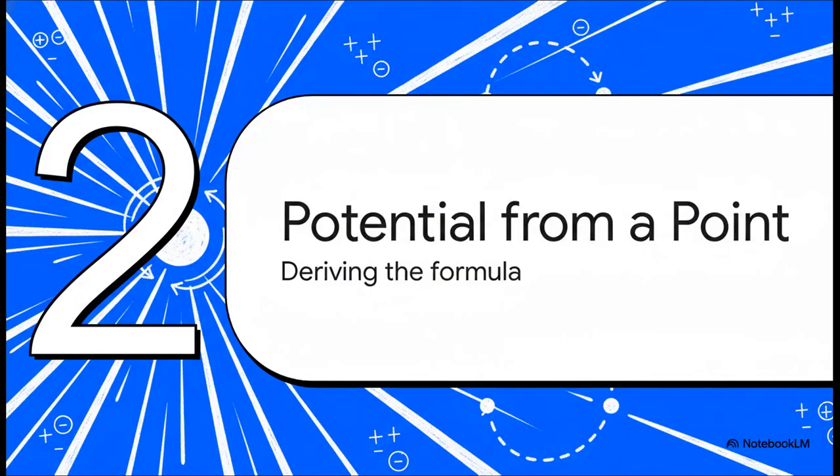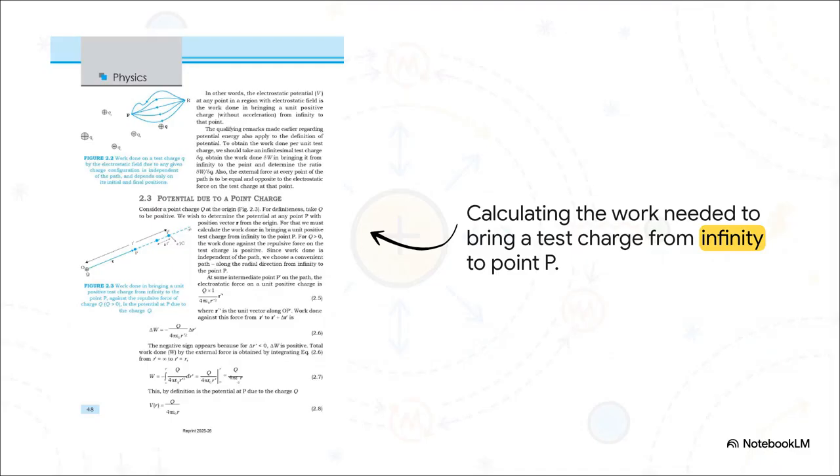So how do we actually calculate this potential? Let's start with the absolute simplest case you can imagine, the potential created by a single, solitary point charge. We're about to build one of the most important formulas in all of electrostatics. This image sets up our mission perfectly. We've got our source charge, the big Q, sitting at the center, and our goal is to find the potential at point P, which is a distance r away.